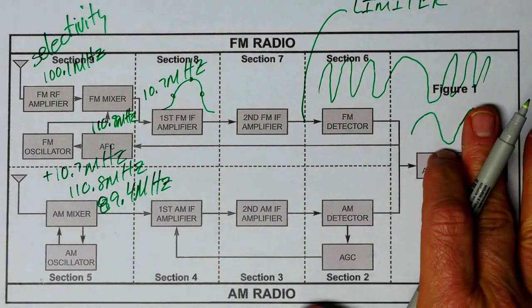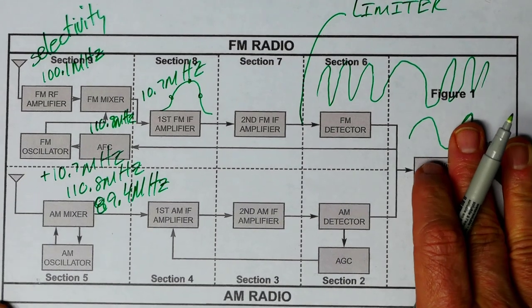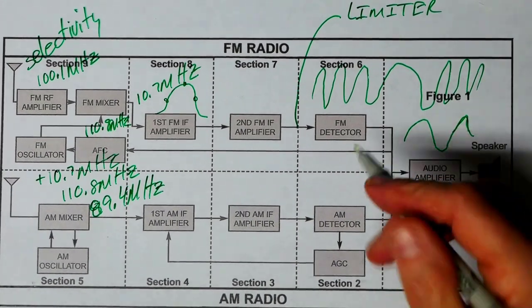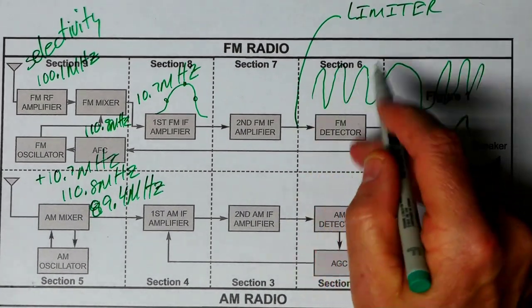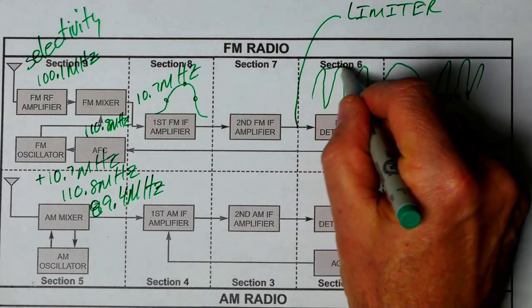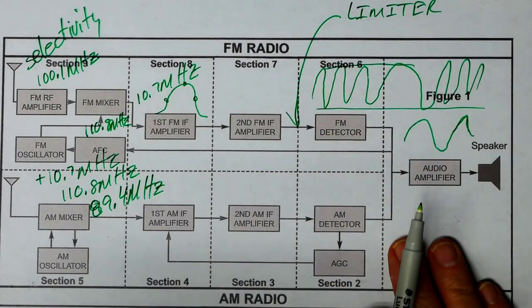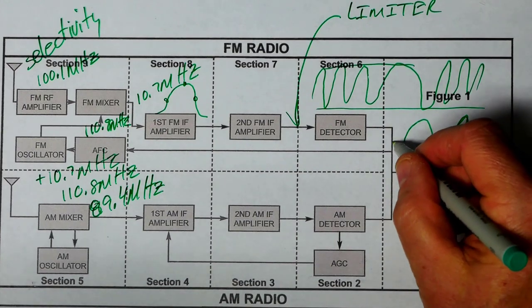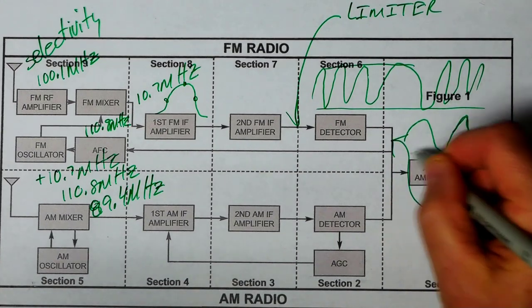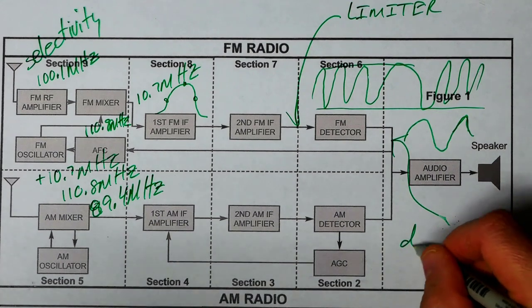And the limiter's job is going to be to remove any variations that we might have in the amplitude of a signal. Also, in just some radios, there's a circuit that we would put in here, and it's called the de-emphasis circuit.